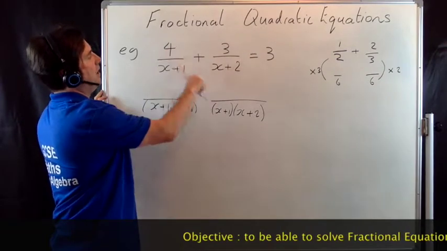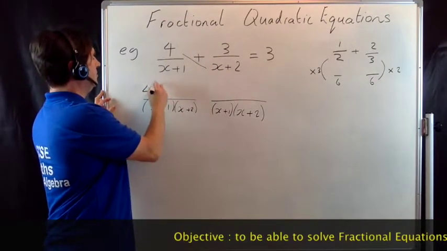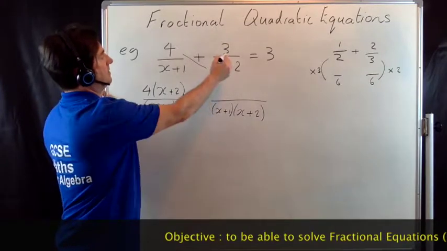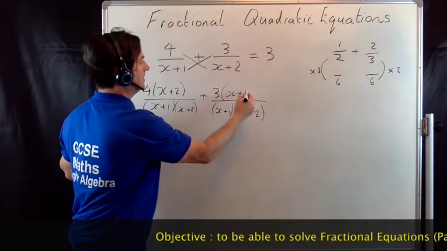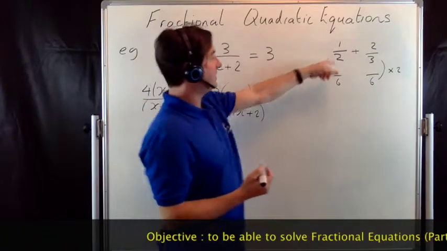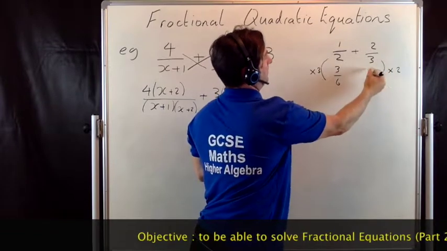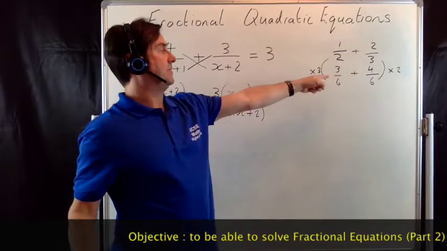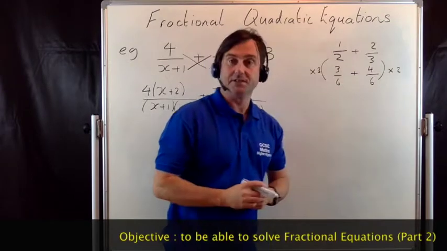So I do the same here. To the 4, I times 4 by x plus 2. I times these two together, using the brackets. And on the other side, I'm going to times the 3 by the x plus 1, using the brackets. Let's finish this bit off. I've timesed this by 3, so I've got 3 on the top there, timesed that by 2, I've got 4 on the top there. Then I would add the top numbers together, but I keep the denominators the same.